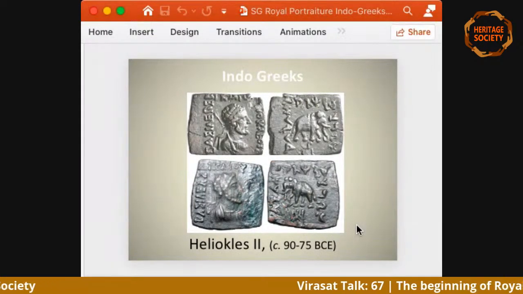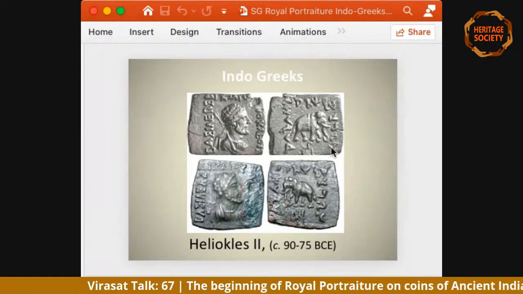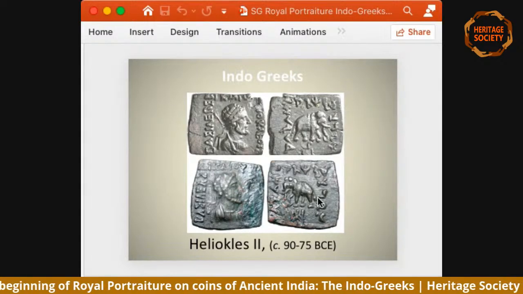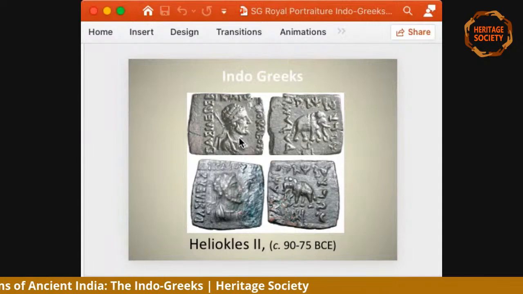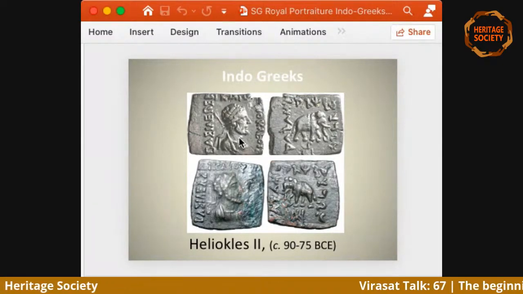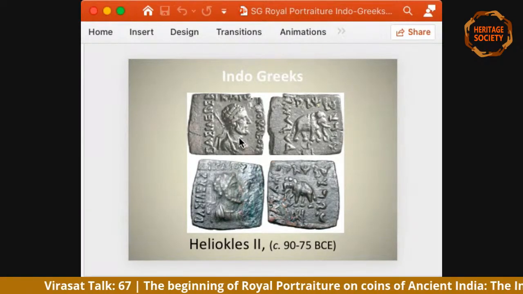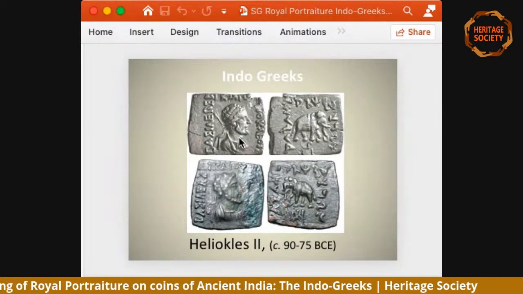Another king, Heliocles II, and here you see the reverse remains the same, showing the elephant walking on one side or the other with a Kharoshthi legend. And here there's a king with a beard. So this again shows that the profile or the portraiture of the ruler was very realistic on these coins.